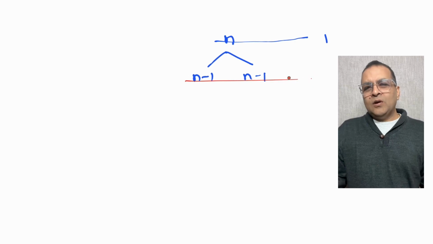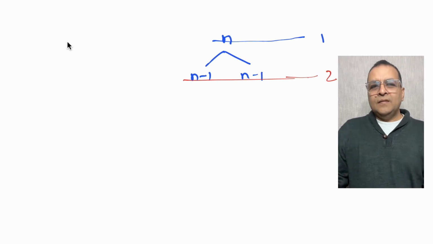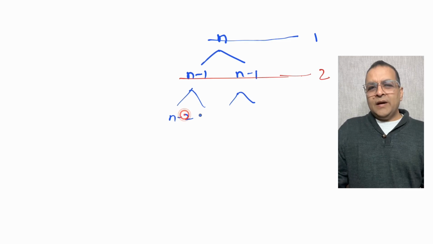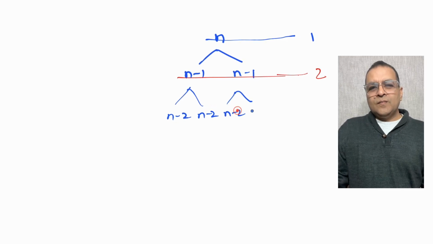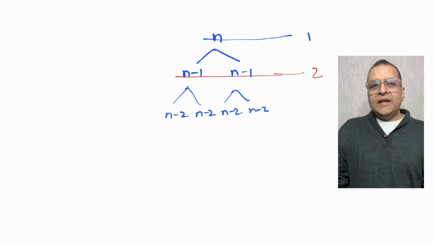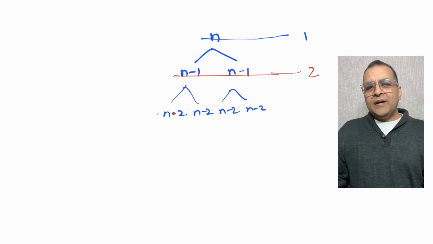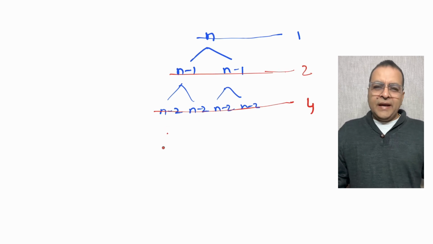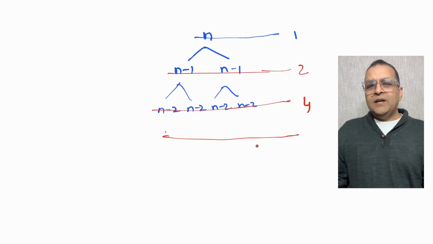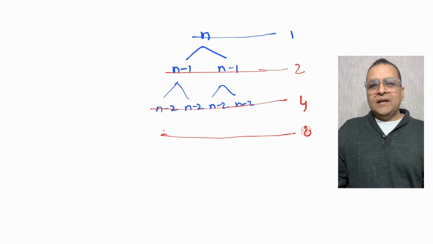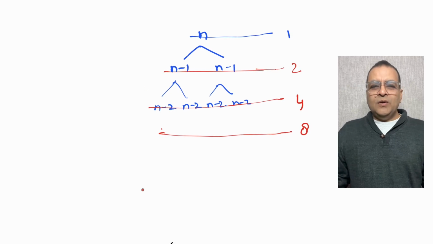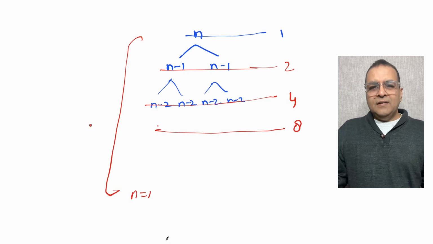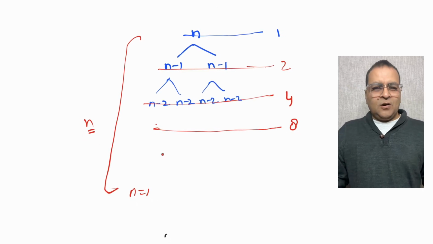So at this level the total time taken is 2 into constant. In the next level there will be 4 function calls, each with value n minus 2, and each function call will take constant time. Therefore the total time taken at this level will be 4. Similarly, at the next level, there will be 8 function calls and each function call will take constant time. Therefore, the total time taken is 8. So you keep on doing this. We will stop when n becomes equal to 1, which will be after n levels in this function call tree.